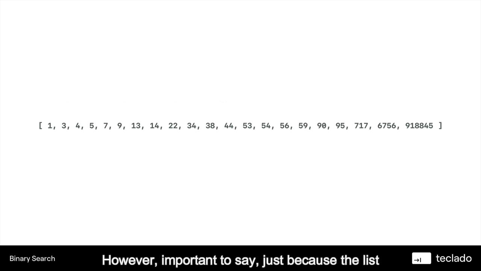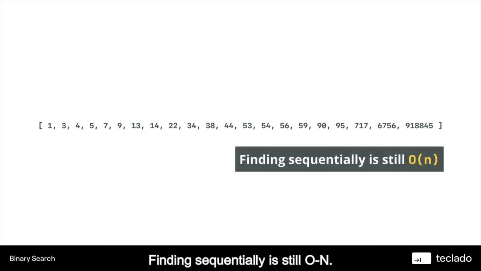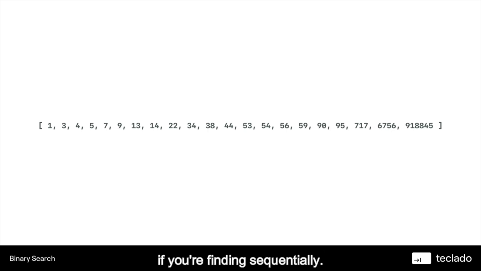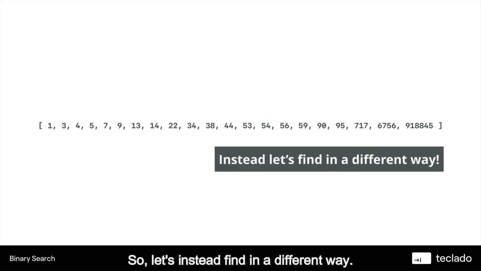However, important to say, just because the list is ordered doesn't mean that automatically your searches are going to be more efficient or the complexity of them is going to be less. Finding sequentially is still O(n). If you want to find 90, you still have to start at the beginning and go through each element if you're finding sequentially. So, let's instead find in a different way.